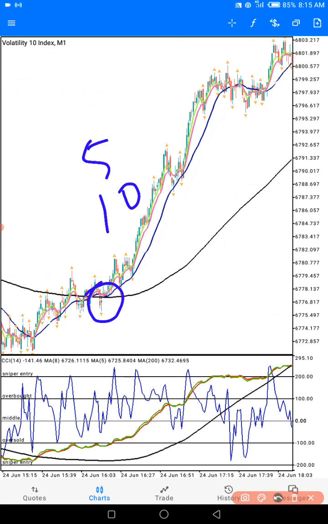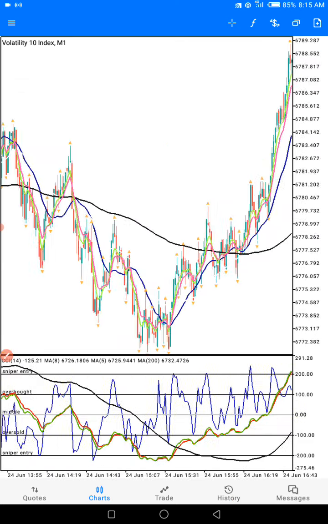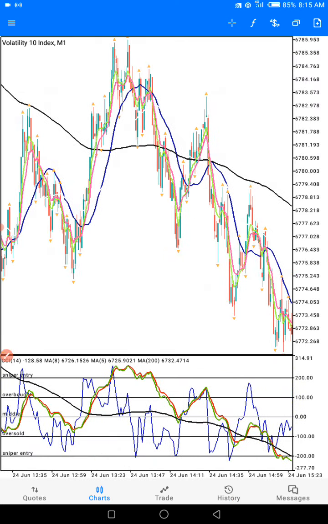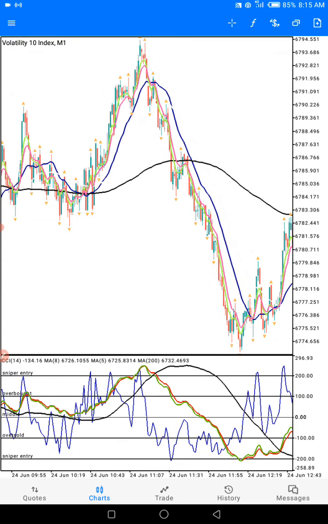I also want to pinpoint one or two movements before I proceed to the next stage. Now this is another good example. So guys, I want you to watch the movement of the trend. Don't trade when the trend is ranging. When the trend is ranging, don't trade.